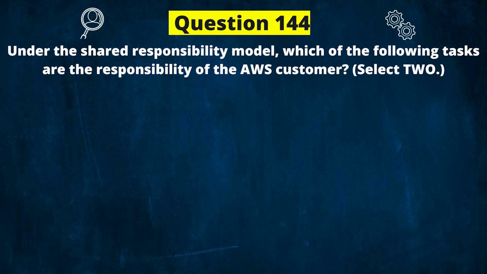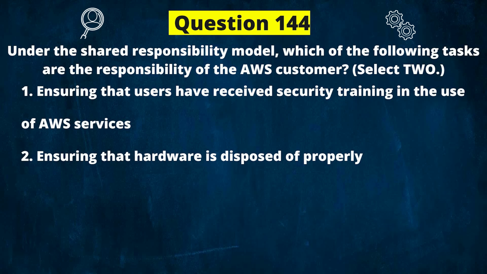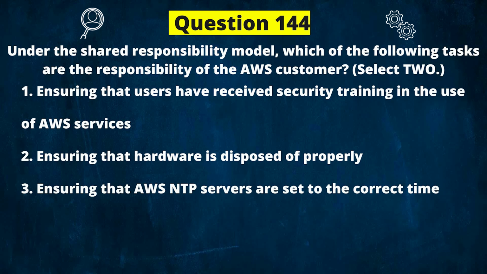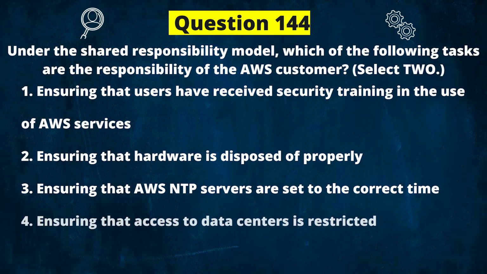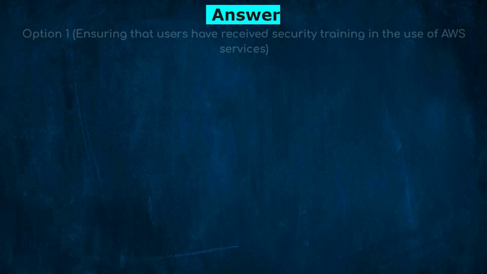Next question. Under the shared responsibility model, which of the following tasks are the responsibility of the AWS customer? Select two options. Now the options are: Option 1. Ensuring that users have received security training in the use of AWS services. Option 2. Ensuring that hardware is disposed of properly. Option 3. Ensuring that AWS NTP servers are set to correct time. Option 4. Ensuring that access to data centers is restricted. Option 5. Ensuring that application data is encrypted at rest. And the correct answer is Option 1.